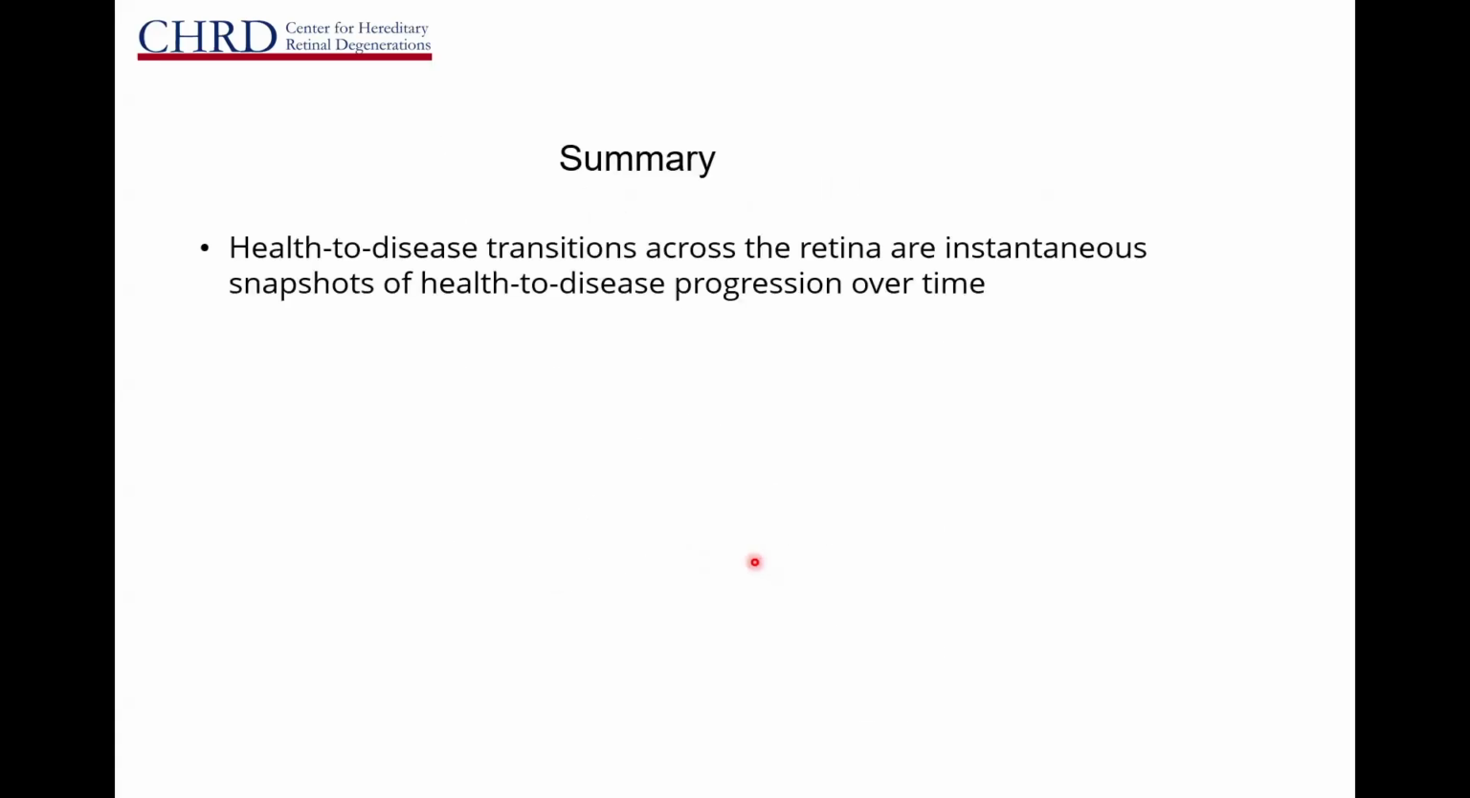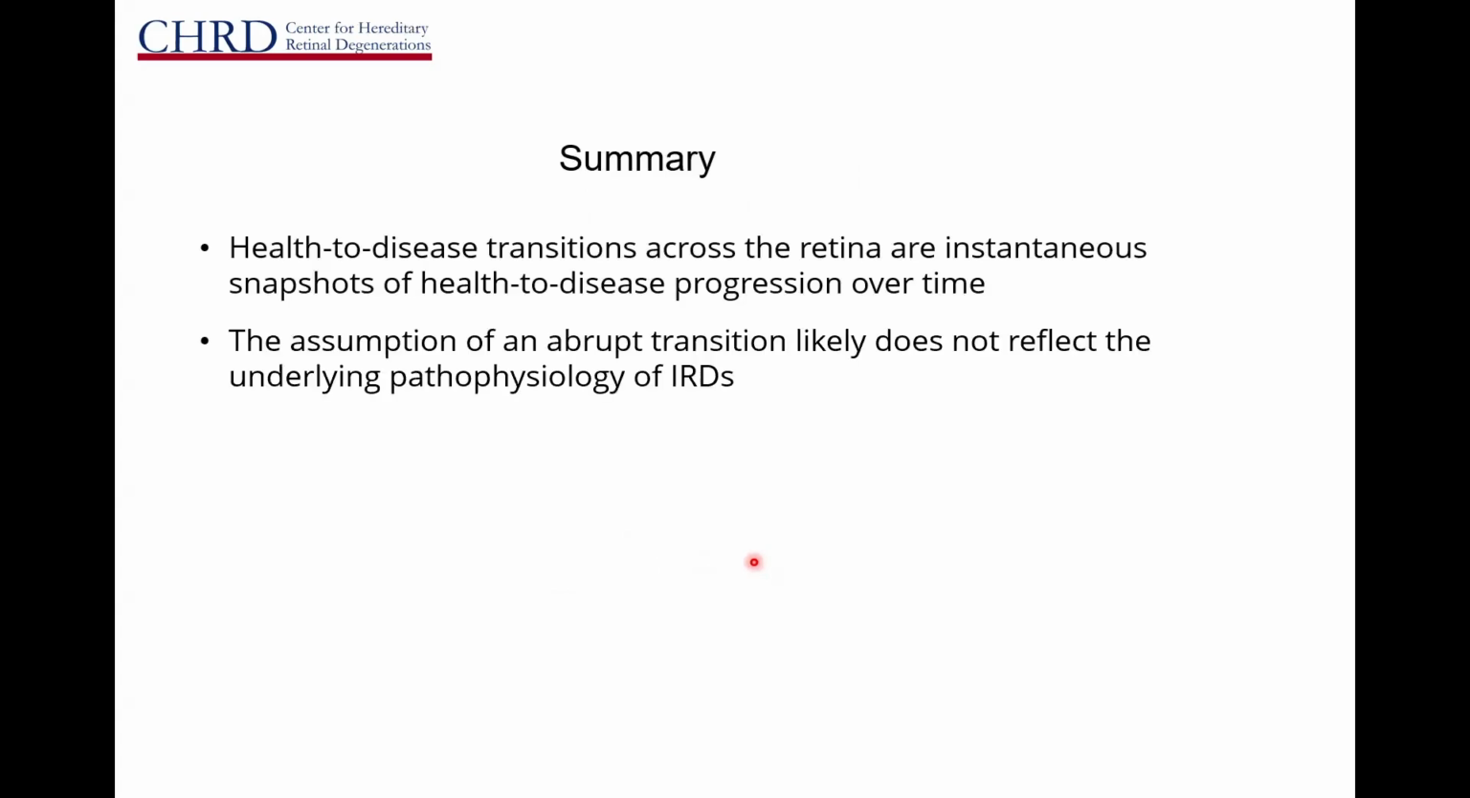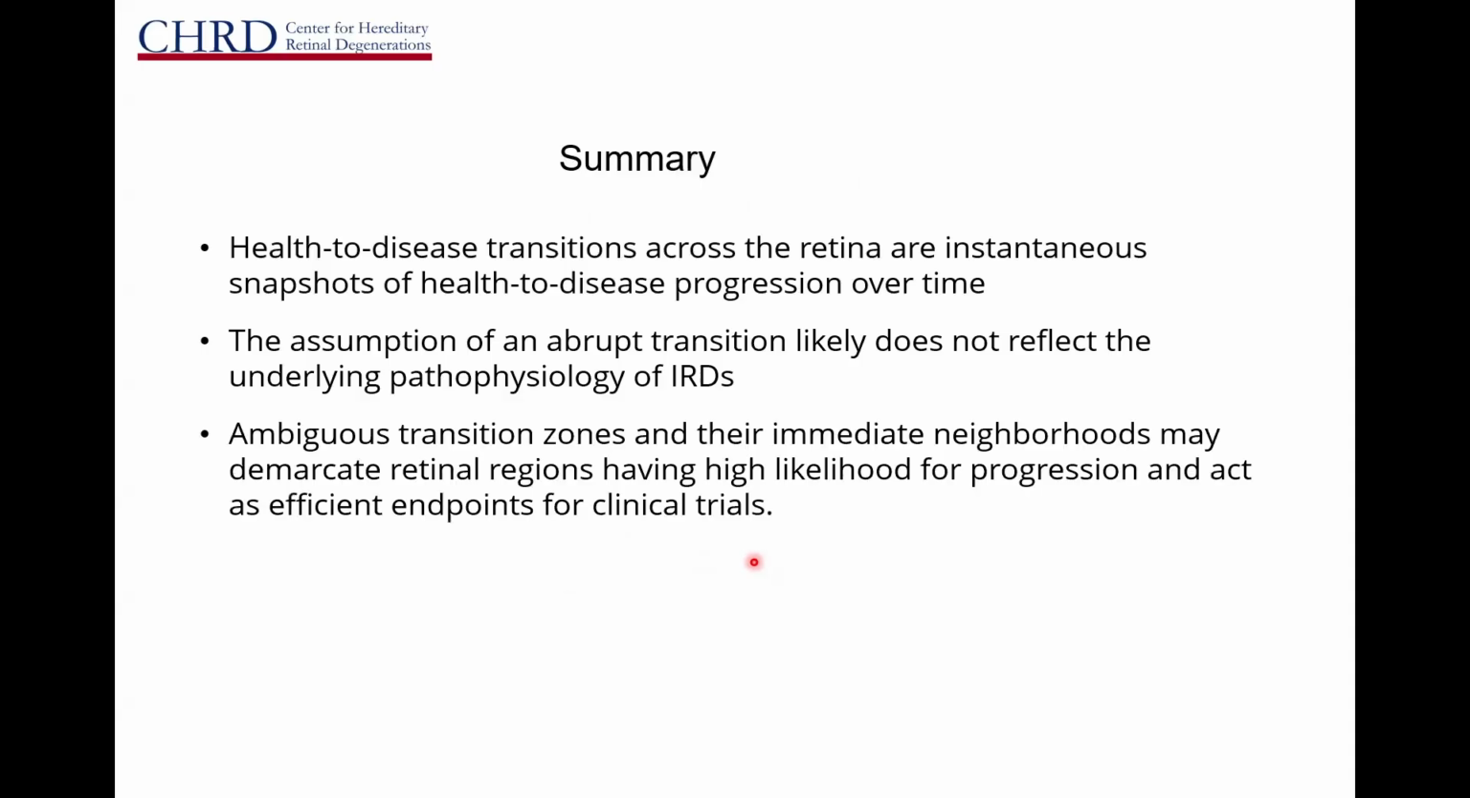So in summary then, health to disease transitions across the retina are instantaneous snapshots of health to disease progression over time. The assumption of an abrupt transition likely does not reflect the underlying pathophysiology, at least in some IRDs. And the ambiguous transition zones that I concentrated on today and their immediate neighborhoods may demarcate the retinal regions having high likelihood of progression and act as efficient endpoints for clinical trials.